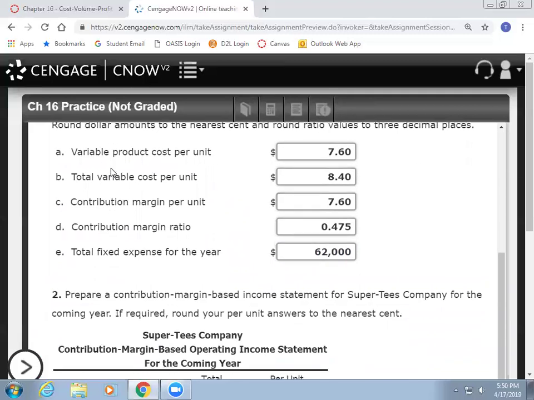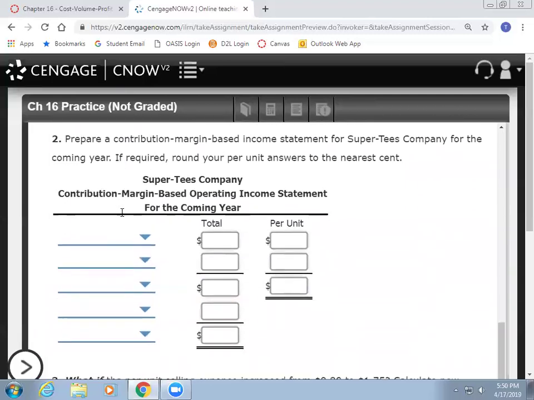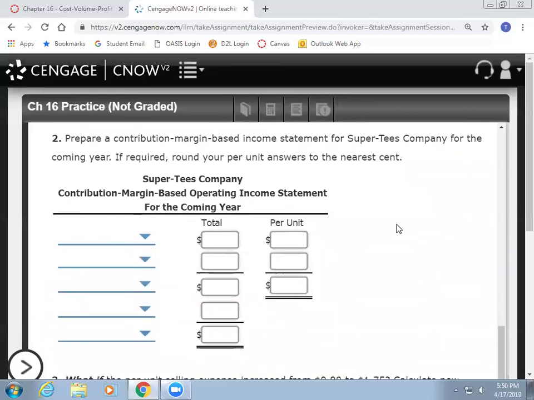And then on number 2, they want us to prepare a contribution margin-based income statement. This is more used for managerial purposes. The full costing that we're used to, where we see sales minus cost of goods sold, is the financial income statement, full absorption costing. Now we're looking at contribution margin-based, which is just for internal use for managerial decision making. It starts the same, though. You start with sales, just like any other income statement.